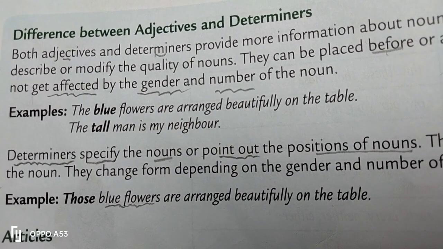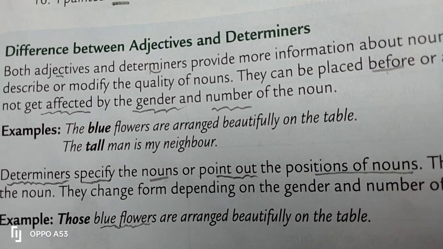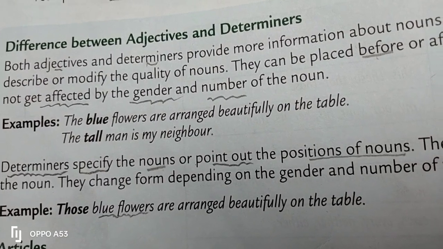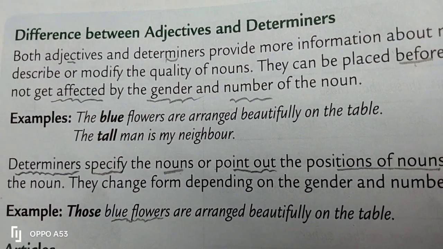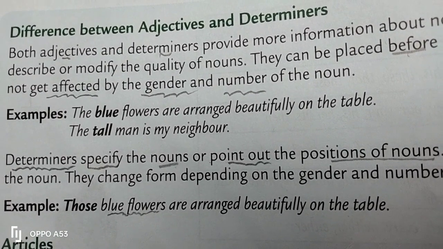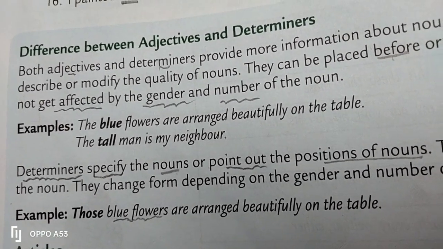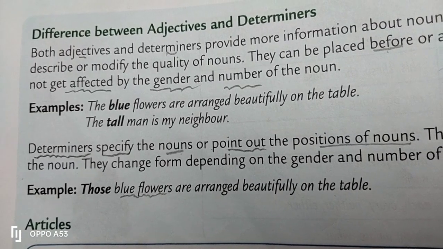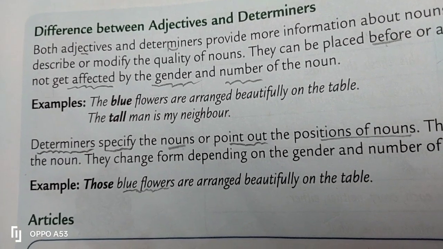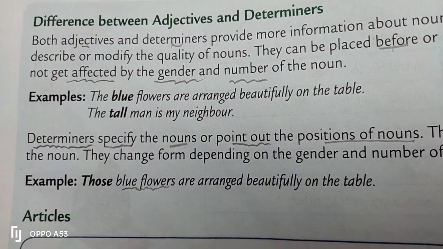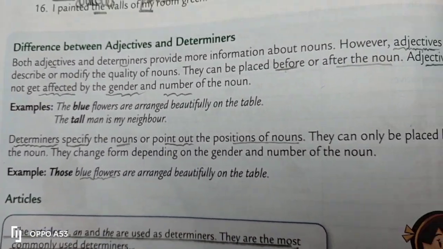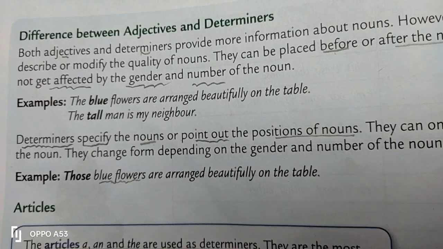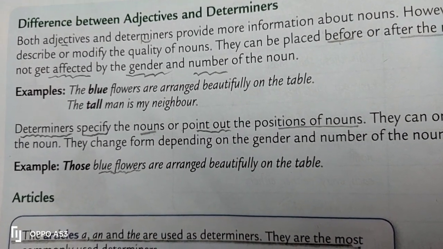The tall man is my neighbor. The adjective, the word tall, will modify the quality or what kind of a person my neighbor is. He is very tall. So it is very clear from these examples that adjectives are used for modifying and also highlighting the noun. And if you come to determiners, you will see determiners specify the nouns or point out the position of the noun. So how do you understand this one? Okay, and they can only be placed before the noun. Okay, so they change form depending on the gender and the number of the noun.